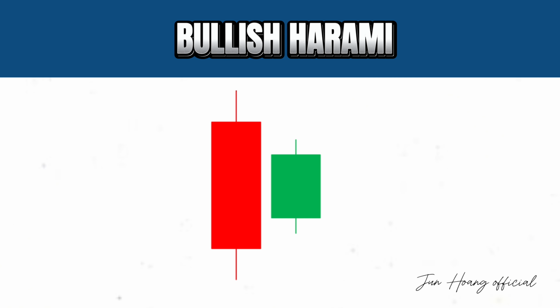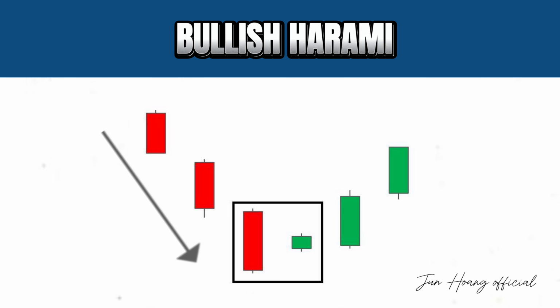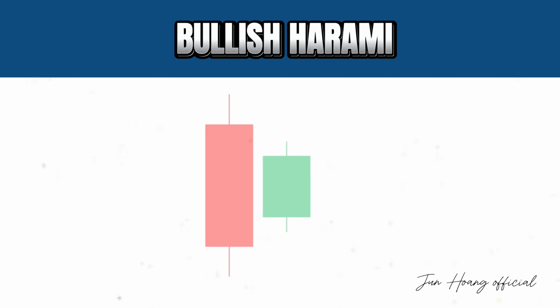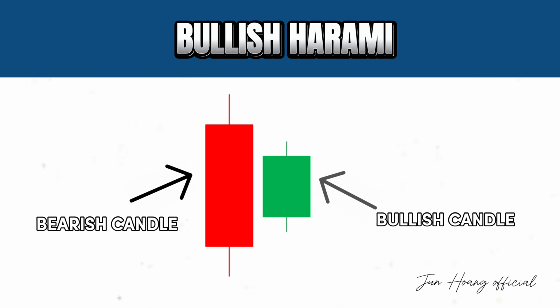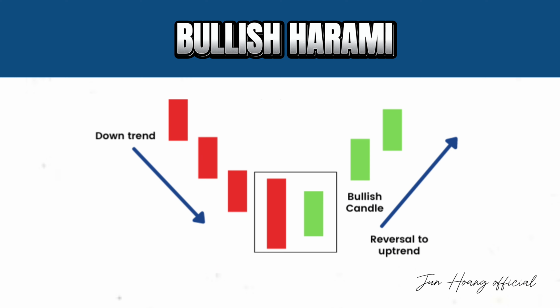Bullish harami. This pattern occurs during a downtrend. The first candle is a large bearish candle. The second candle is a smaller bullish candle that is completely engulfed by the body of the first candle, essentially appearing inside it. It suggests a possible reversal of the downtrend and the beginning of a new uptrend.